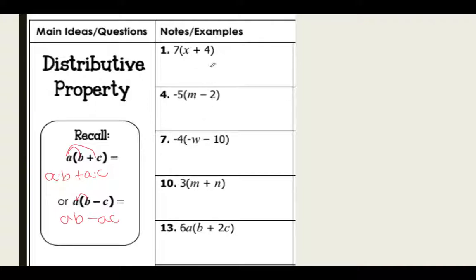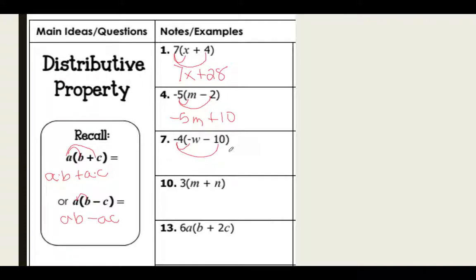So let's go through some examples. We probably won't do all of these. 7 times x is going to be 7x. 7 times positive 4 is going to be positive 28. Negative 5 times m, negative 5m. Negative 5 times negative 2 is going to be positive 10. Negative times a negative.